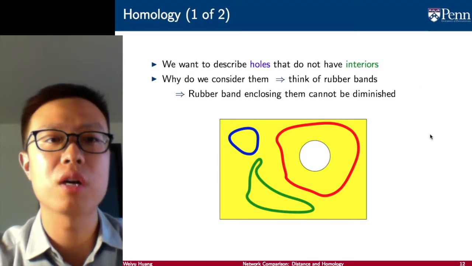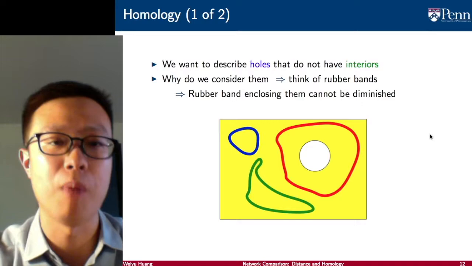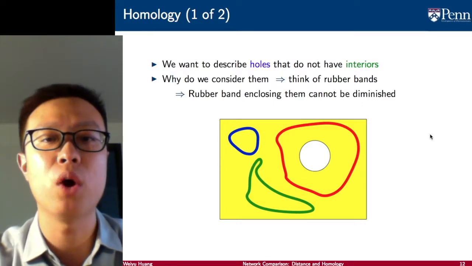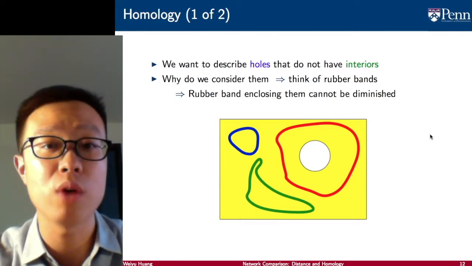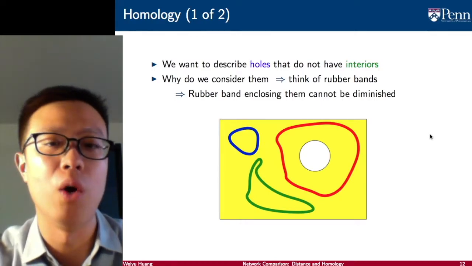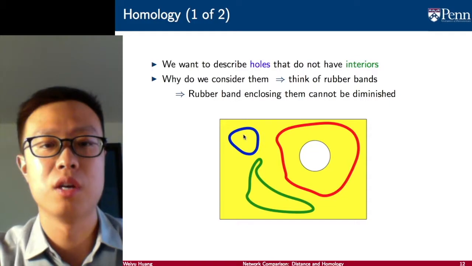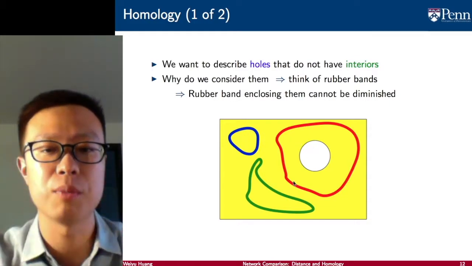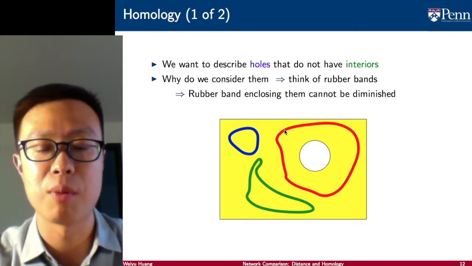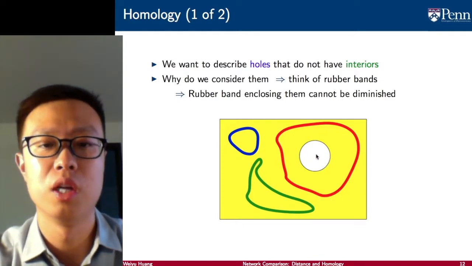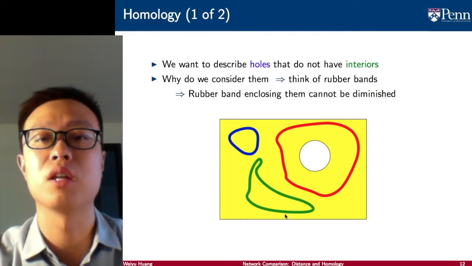There's one important concept for simplicial complexes, which is homology. It tries to describe holes that do not have interiors. You may ask, why do we want to ask this question? Well, we can think of rubber bands. We have 3 rubber bands in a 2-dimensional plane. There's a hole in the plane, and the red rubber band encloses this hole. The blue one and the green one don't enclose this hole.